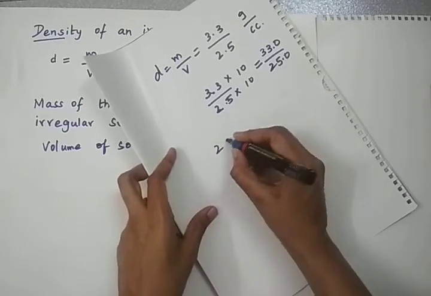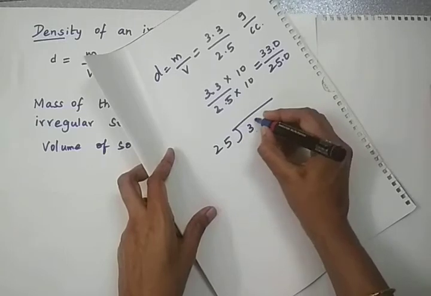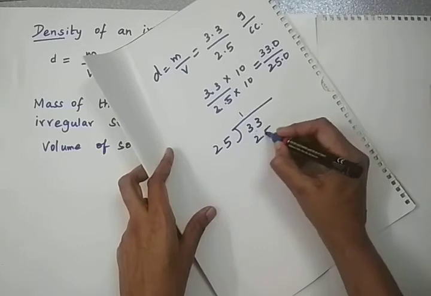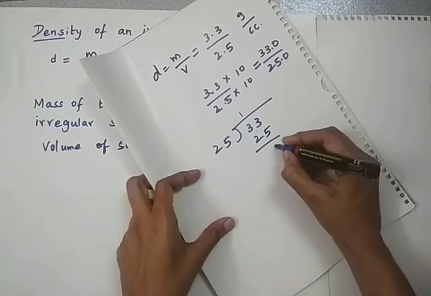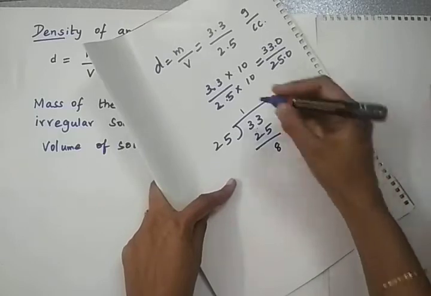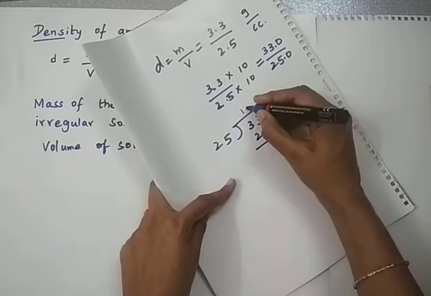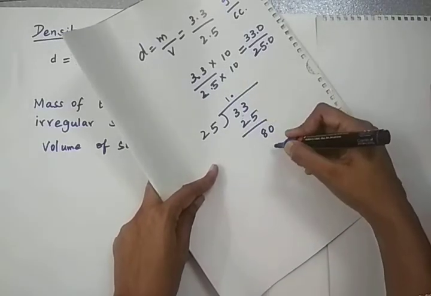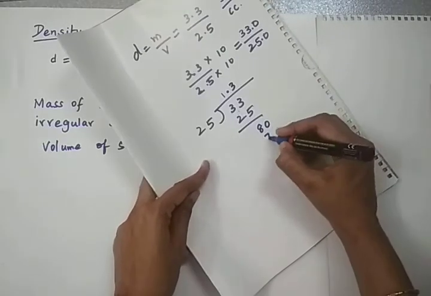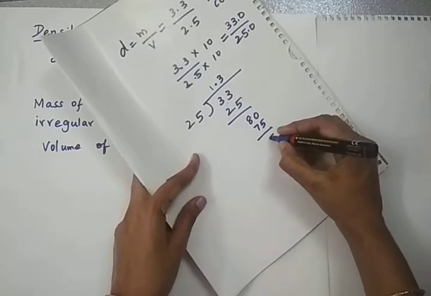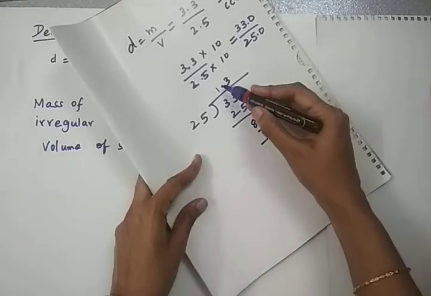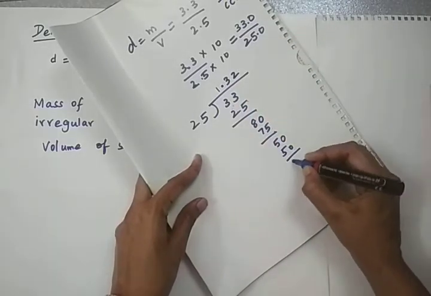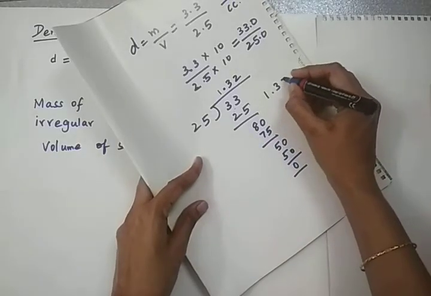So now 33 should be divided by 25. 25 ones are 25. So 33 minus 25 is 8. Am I right? Then what should you do? You have to add a 0, before which you have to place a decimal point in the quotient. So it becomes 80. 25 3s are 75. So 80 minus 75 will give you 5, right? Now we have already placed a decimal, just add 0. 25 2s are 50. So we have finished our division. So the answer is 1.32, right?